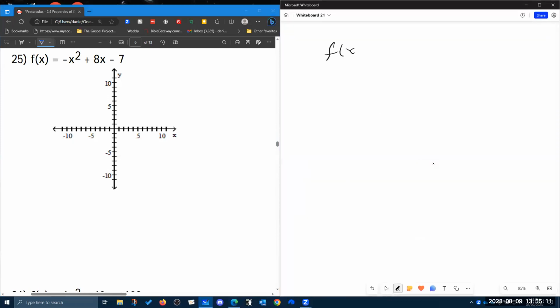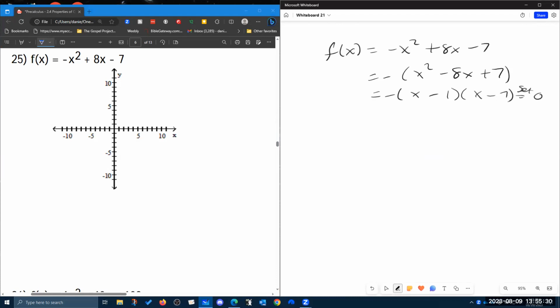For number 25, f of x is equal to -x squared plus 8x minus 7. Factor out that -1. X minus 1, x minus 7. Set that equal to 0. X minus 1 equals 0, or x minus 7 equals 0. X equals 1, or x equals 7. My y-intercept is going to be at 0, -7.